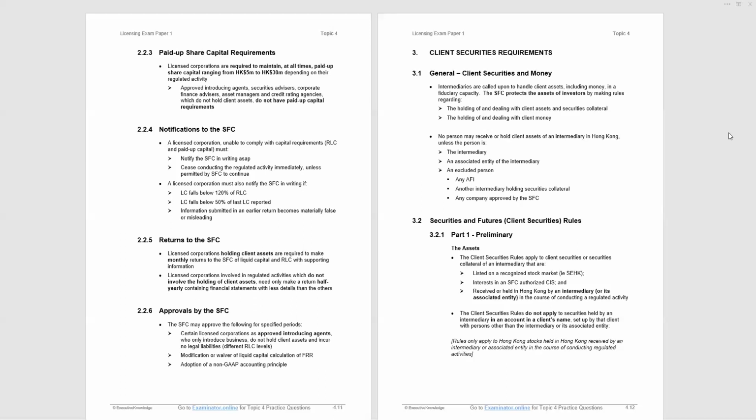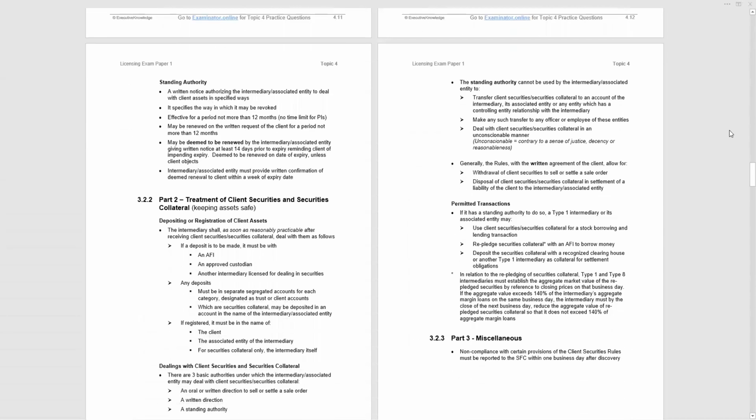Rules only apply to Hong Kong stocks held in Hong Kong, received by an intermediary or associate in the course of conducting regulated activities. And the point of securities being held overseas and not being covered by the client securities rules is a favourite in the exam. So be aware, for the client securities rules to apply, the client securities must be held in Hong Kong. If they're overseas, these rules do not apply.